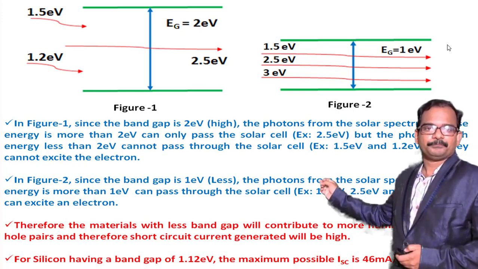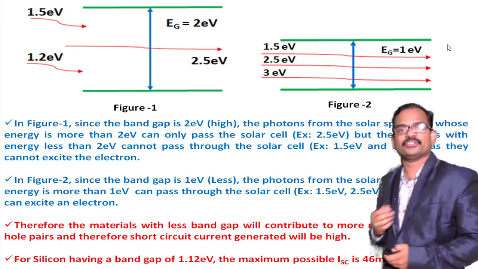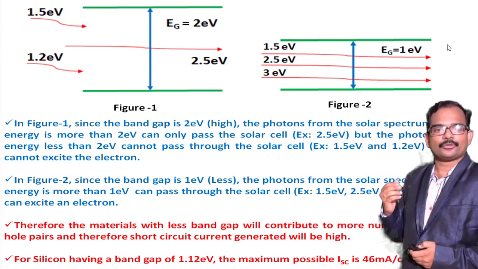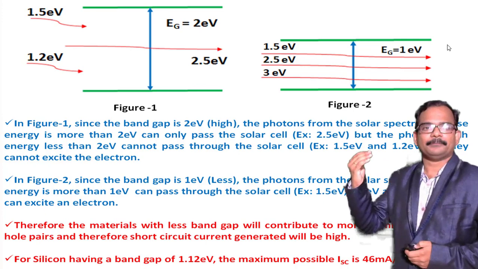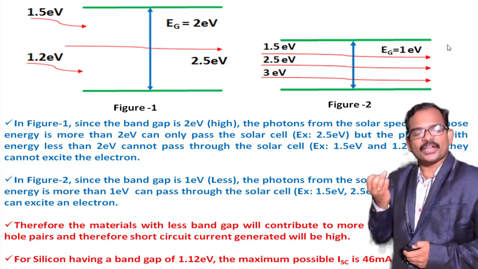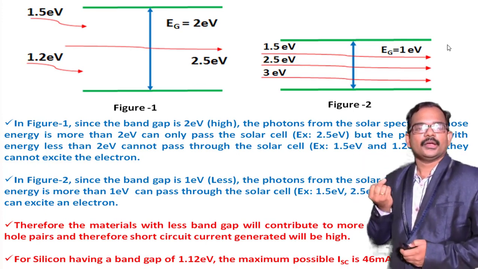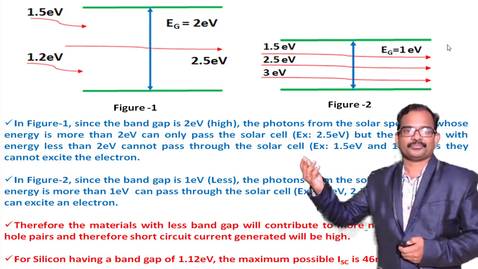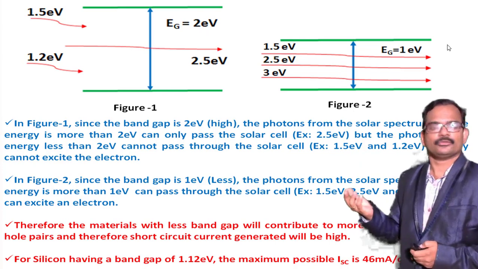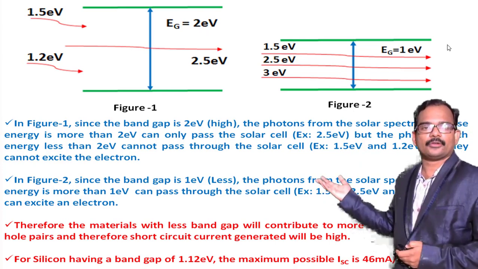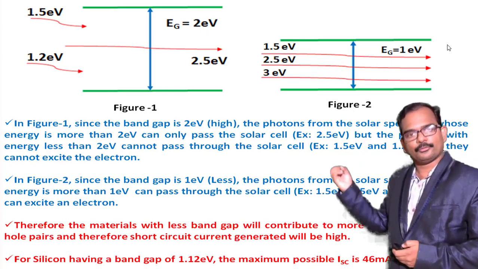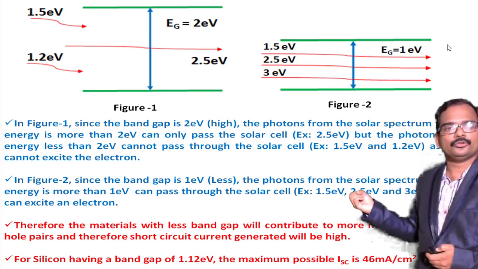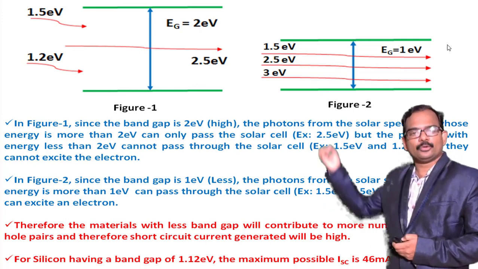In figure 1, I have taken a material which has a band gap of 2 electron volts. Therefore, in order to move an electron from the valence band to the conduction band, that material should be struck by solar radiation with energy more than 2 electron volts. If the photon energy is 2.5 electron volts, yes, that photon can move an electron from the valence band to the conduction band.